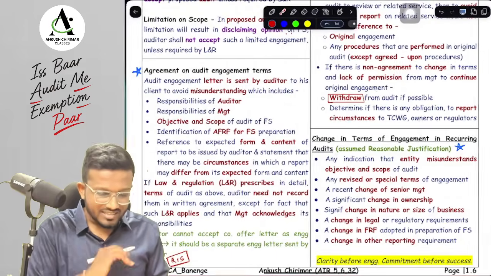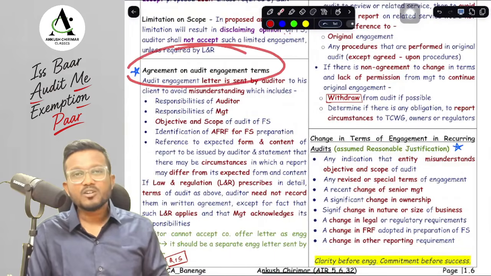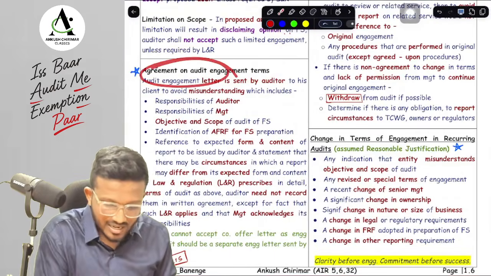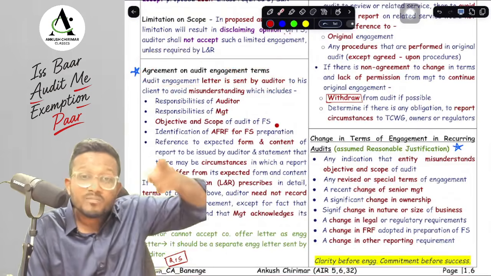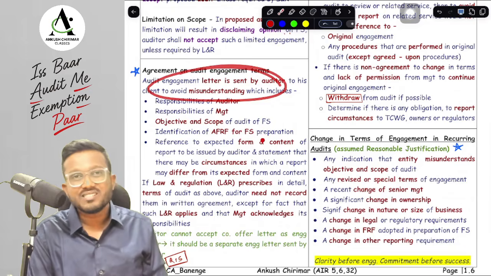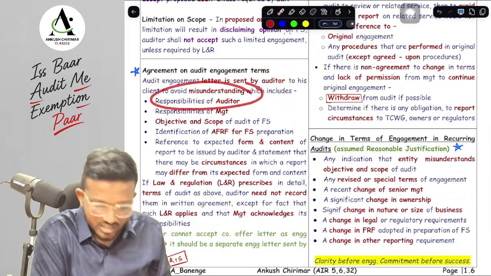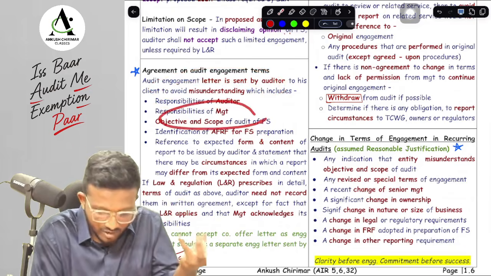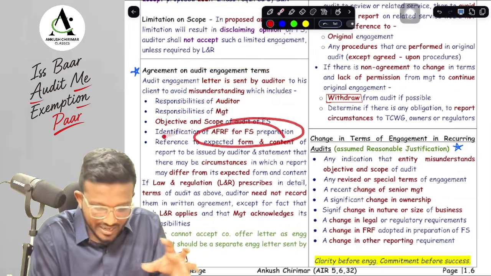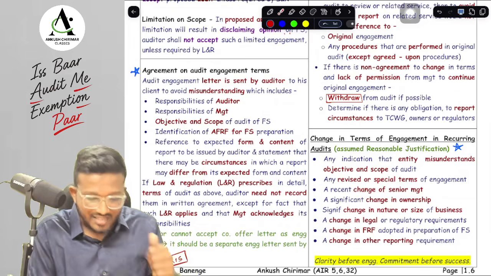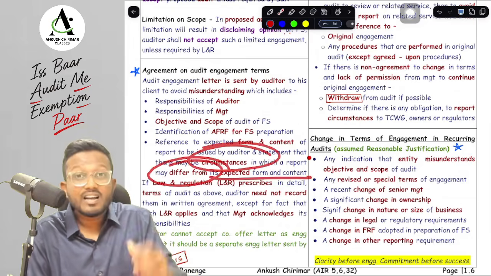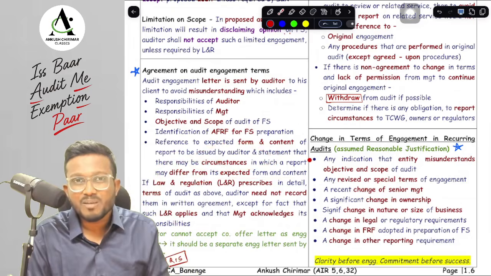Okay, yes sir. Let's discuss it from the concept book. Now we have to talk about the agreement on audit engagement terms. The audit engagement letter is sent by whom, sir? Auditor. To whom, sir? Client. Why, sir? To avoid misunderstanding. What are the things included? The responsibility of the auditor, which includes the objective and scope of audit and the expected format and content of the report, with a statement that circumstances can happen where the expected form and content is different from the actual report.